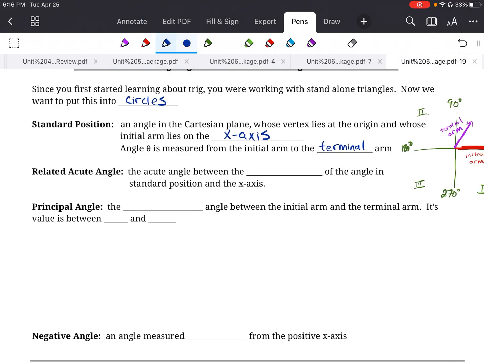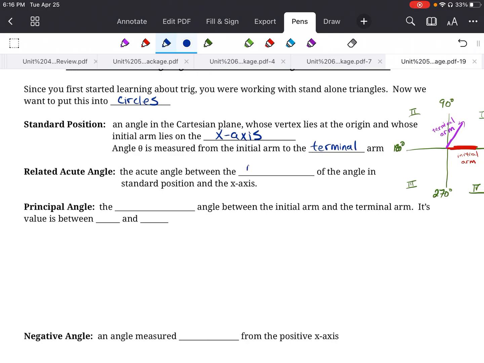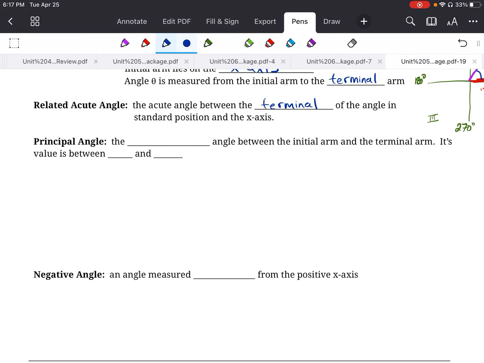Okay, related acute angle: the acute angle between the terminal arm of the angle in standard position and the x-axis. So on the drawing, it would be right there. The principal angle is the whole angle between the initial arm and the terminal arm. Its value is between 0 and 360 degrees.